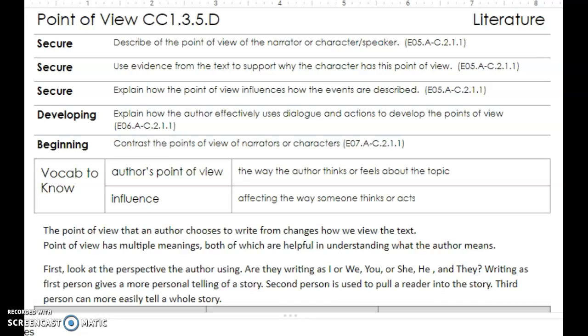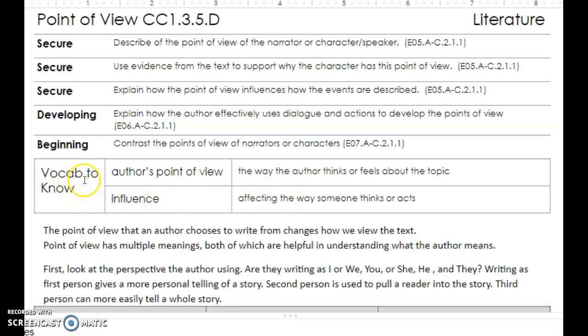Today we're going to look at point of view in literature on page 17 in the Grab and Go. There are 3 secure skills, 1 developing and 1 beginning skill here. So the secure skills: describe the point of view of the narrator or character speaker, use evidence from the text to support why the character has this point of view, explain how the point of view influences how the events are described. Now we're developing, explaining how the author effectively uses dialogue and actions to develop the point of view, and beginning to contrast the points of view of narrators or characters.